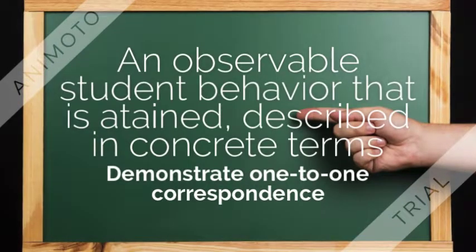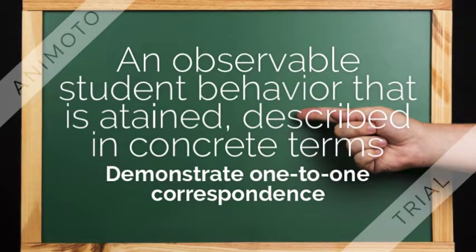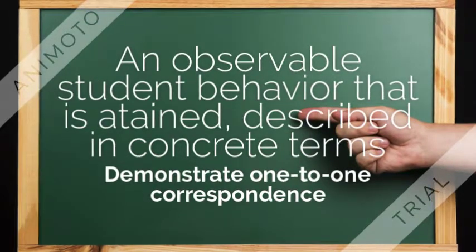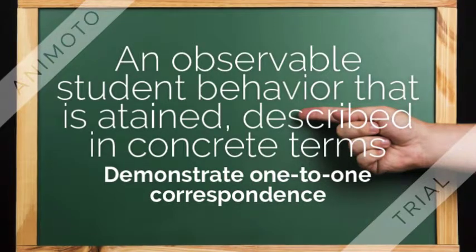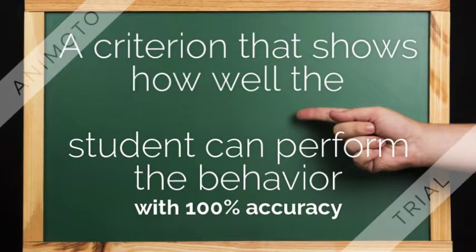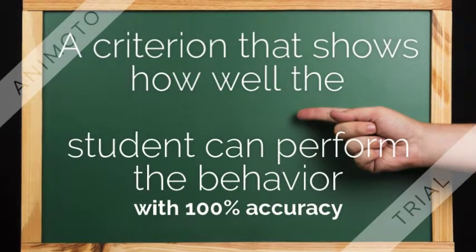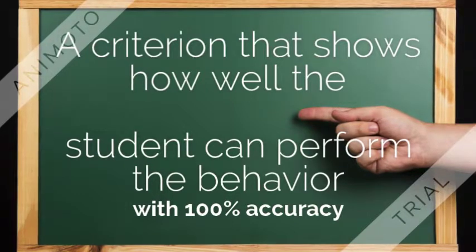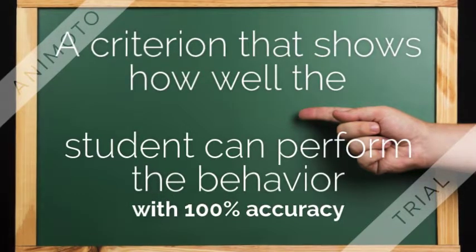The second part to a well-written objective is an observable student behavior that is attained and can be described in concrete terms. An example of this would be to demonstrate one-on-one correspondence. The last part is a criterion that shows how well the student can perform the behavior. With this, you want to see them accurately counting out a specified number.